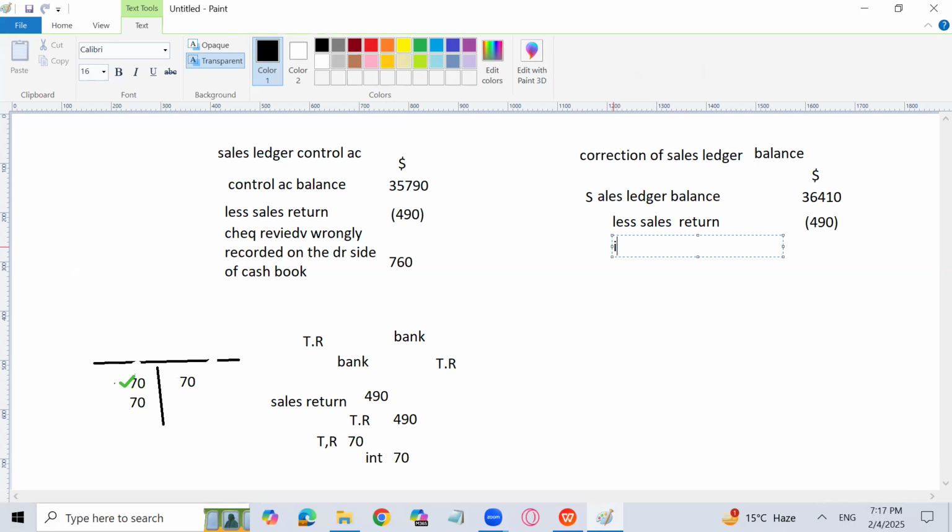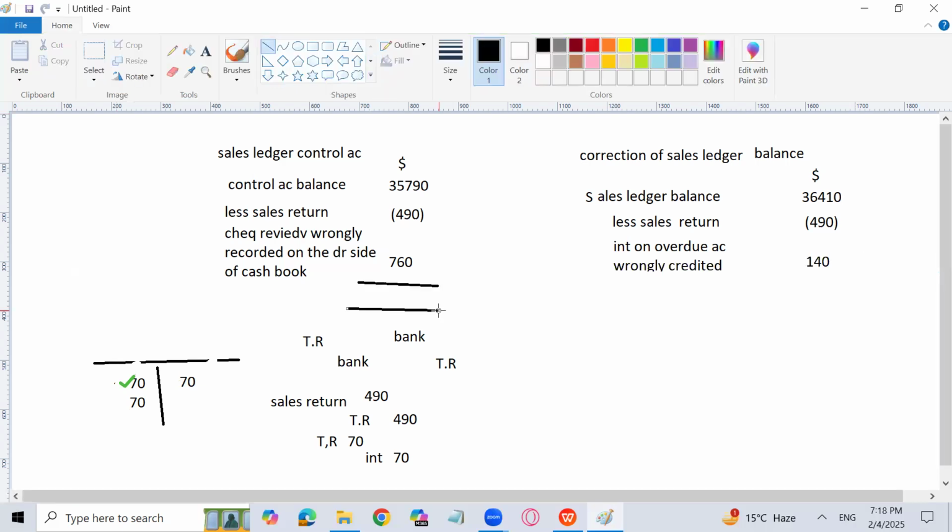So I will write interest on overdue account wrongly. What happened? Wrongly. We had to debit, we credited. Yes, wrongly credited. Okay. Right? So 140. I will add this to find the correct amount. Now you can go for the calculation for the answer. If you can do this for me, what answer will we get?